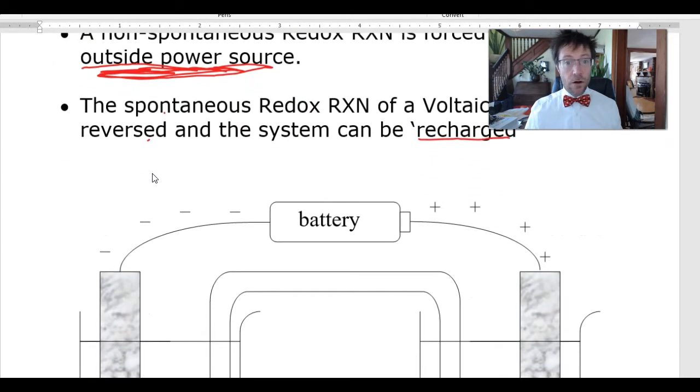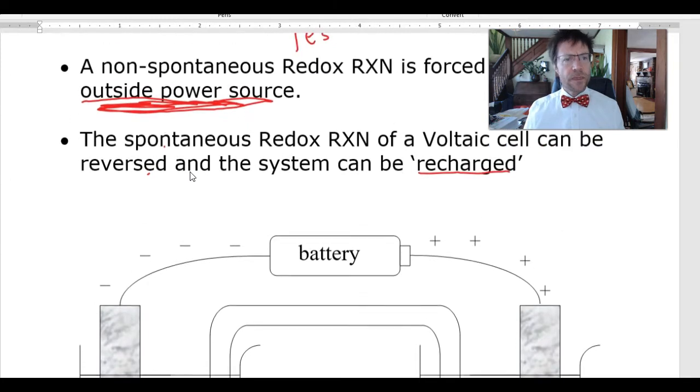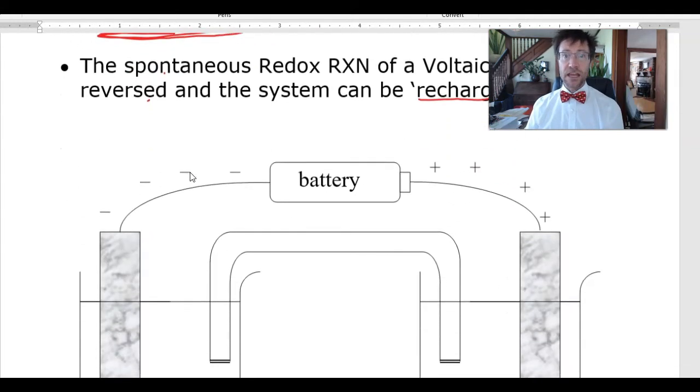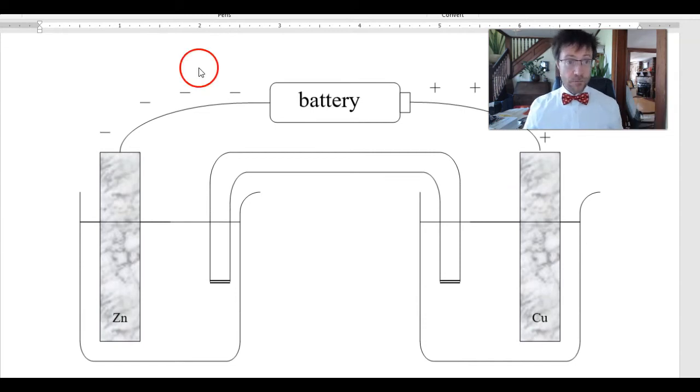So we're going to talk about a couple of different uses, like how we use these electrolytic cells in our everyday lives. And this is the first one. If you remember, electrolytic cell, first of all. Here's your outside power source right there. You understand what I'm saying?